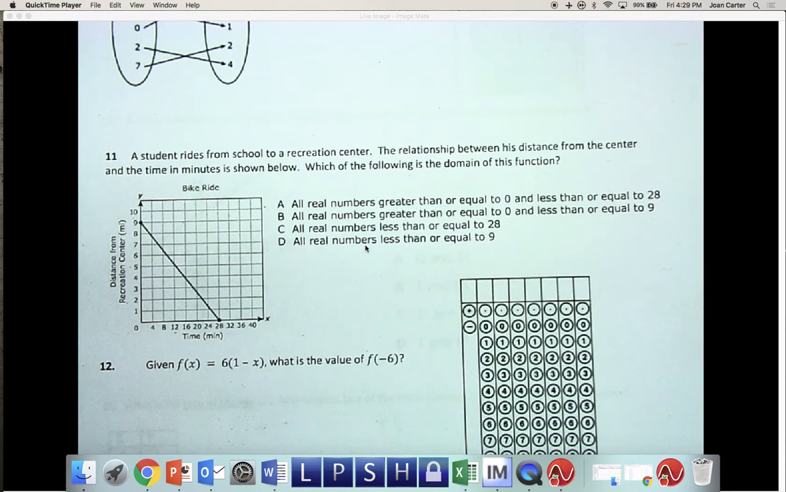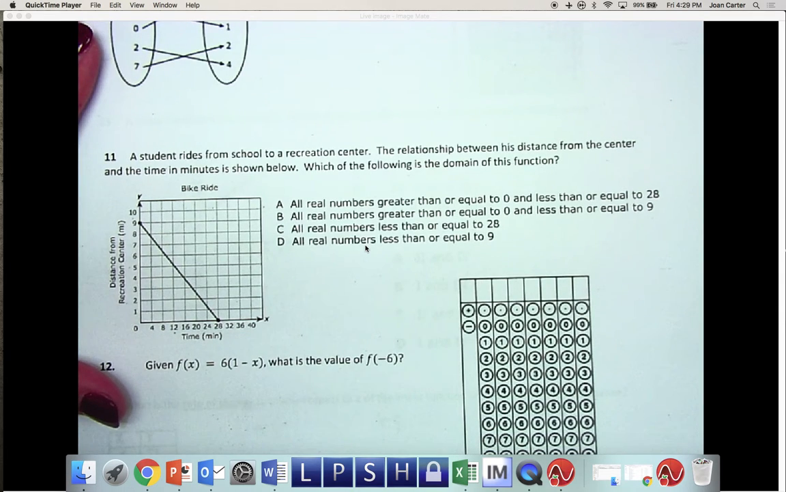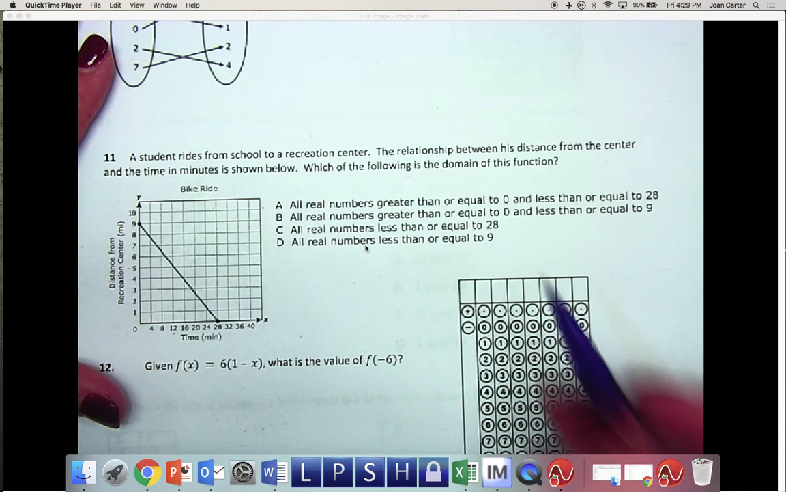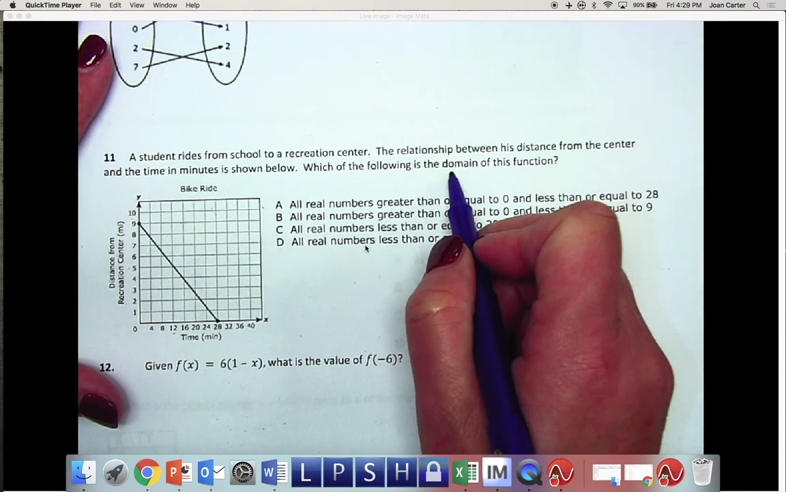All right, this is part 2 of the recording for the fall semester exam review. All right, a student rides from school to a recreation center. The relationship between his distance from the center and time in minutes is shown below. Which of the following is the domain of this function?